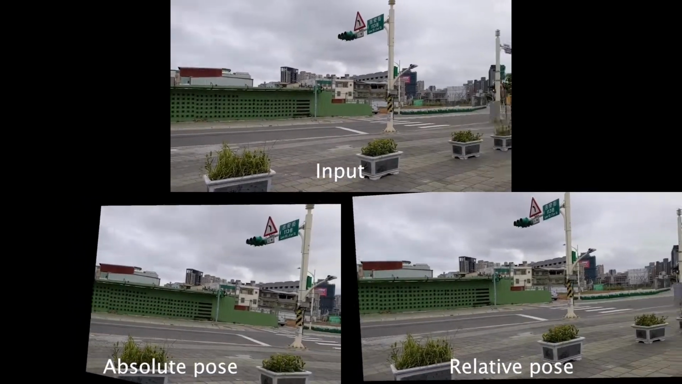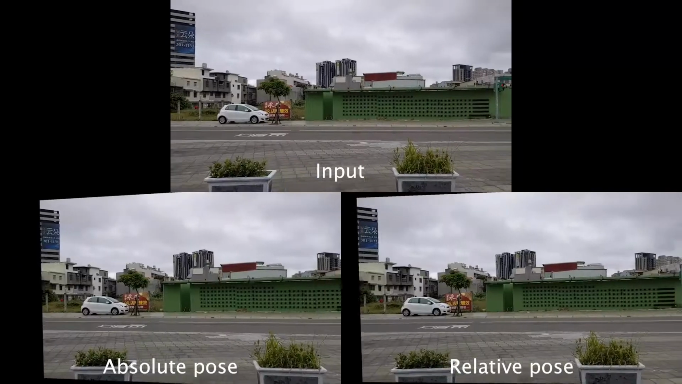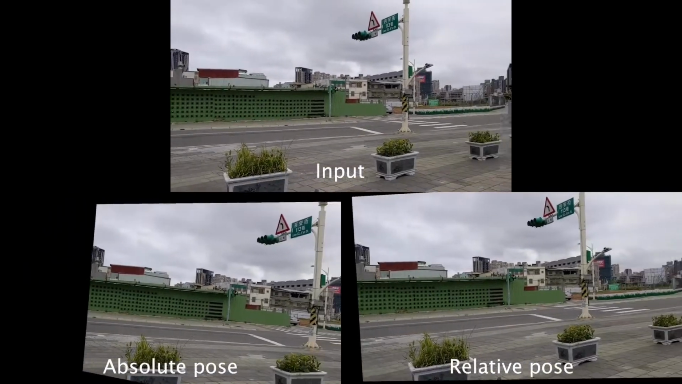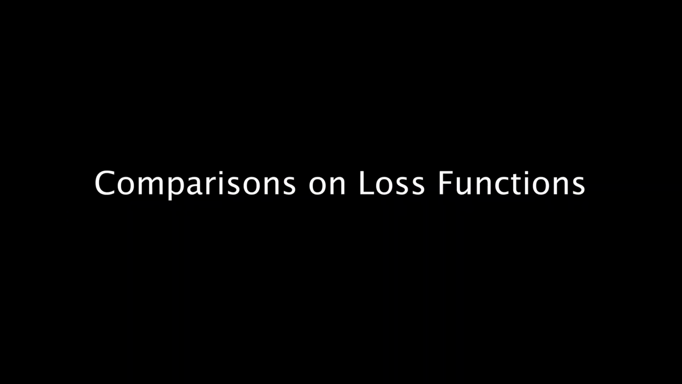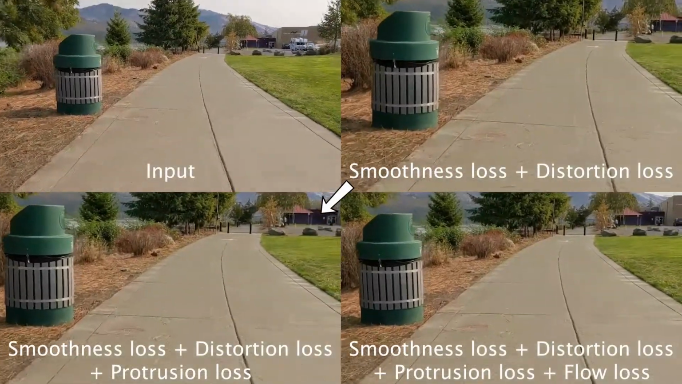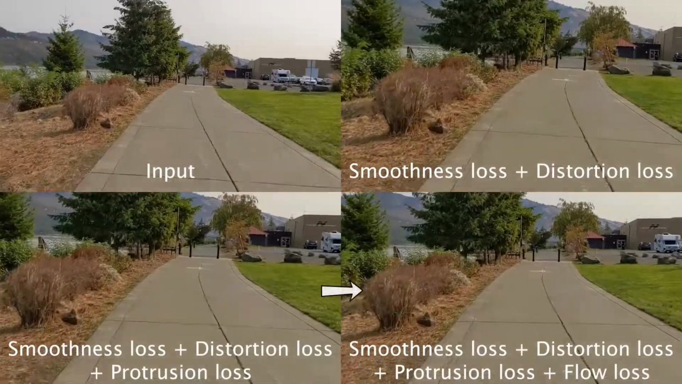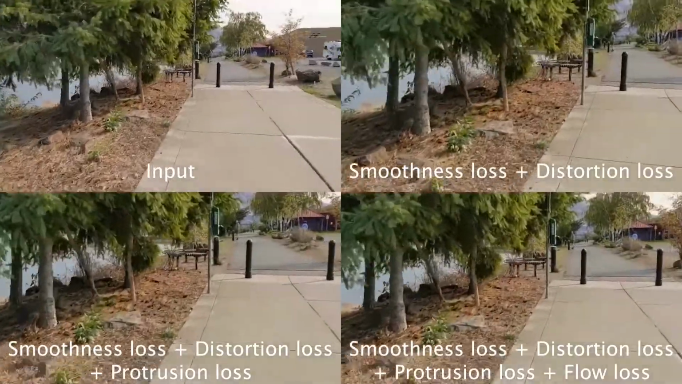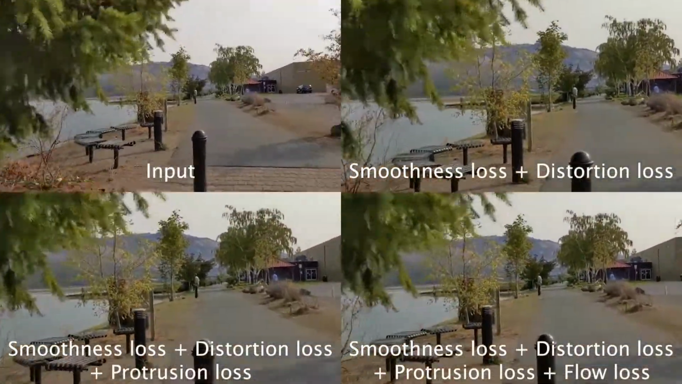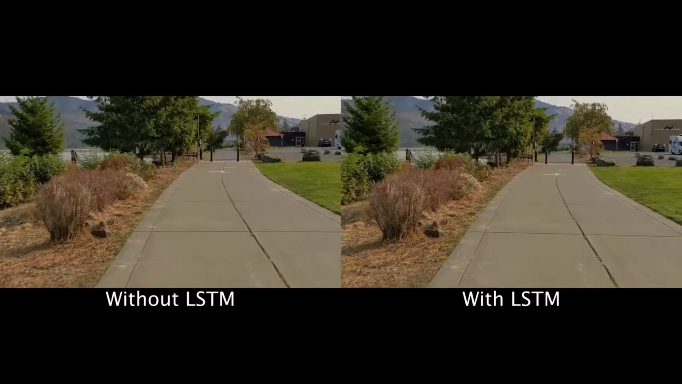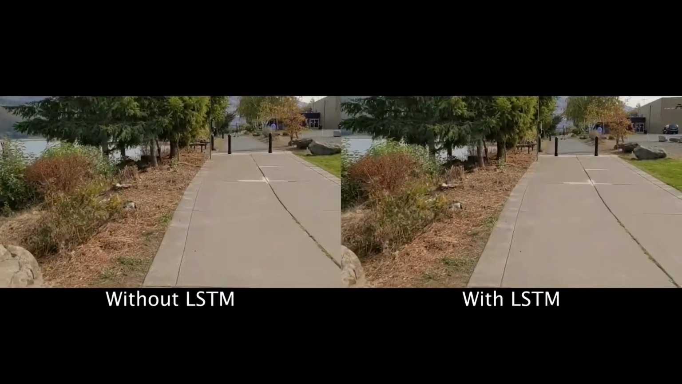On the bottom right, the model using relative poses outputs a more stable motion, and it better follows the real camera. The protrusion loss reduces undefined regions, and enables a larger field of view. The optical flow loss further improves the FOV and motion smoothness. For example, the residual motions of objects with different depths along the roadside are effectively suppressed. With the LSTM block, our model learns motion patterns well, and generates more stable predictions.